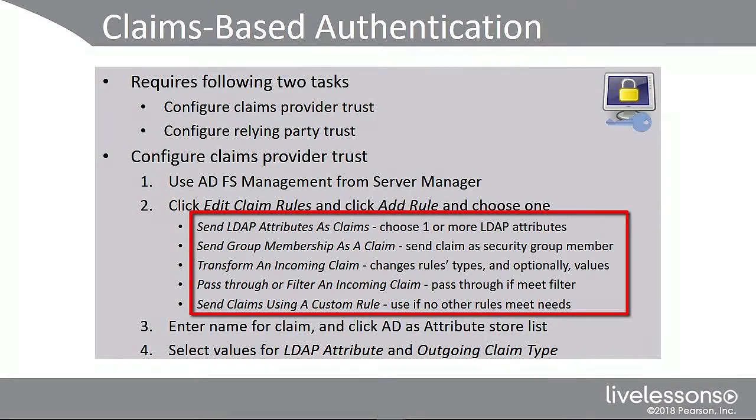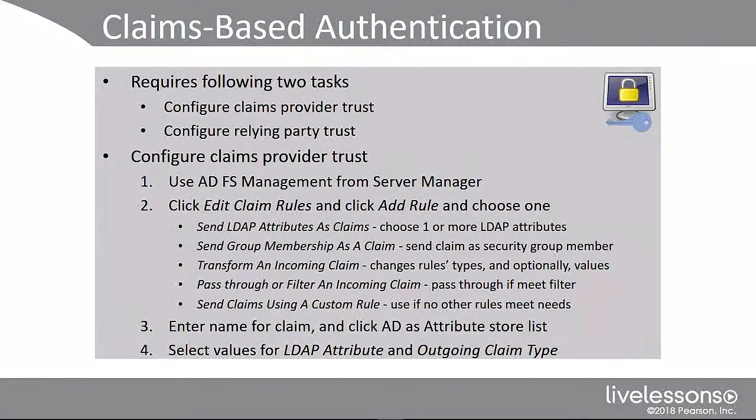One is send LDAP attributes as claims. We're going to choose one or more LDAP attributes, and we're going to actually walk through this together. The second one is send group membership as a claim, which is going to send the claim as a security group member. Third one, transform an incoming claim, which is going to change rule types and optionally some values associated with those rules. Fourth one, pass through or filter an incoming claim, and that will only pass through if it meets a specific filter. And the fifth one is send claims using a custom rule, and I'm going to use this one only if none of these previous 4 rules will work for me.